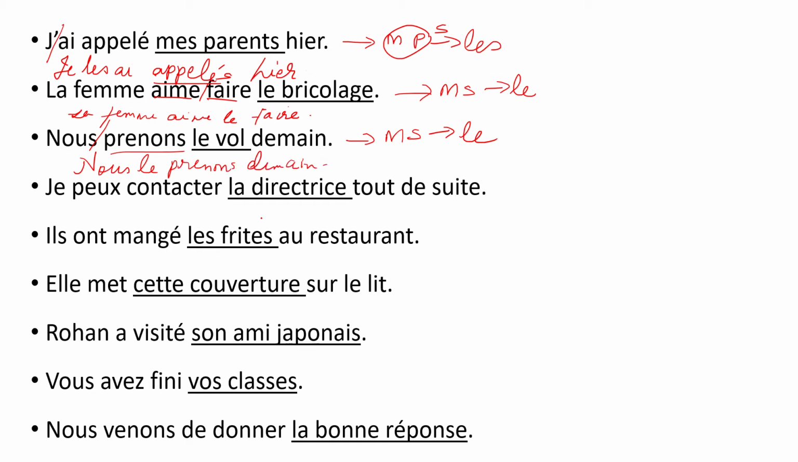Then, la directrice is feminine singular, will be replaced by la. So, je peux contacter la directrice. Peux is pouvoir conjugated. Contacter is full. So, conjugated full, the pronoun will come before the full verb. So, it will become je peux la contacter. And then the rest of the sentence, if there is anything, as it is, to the suite.